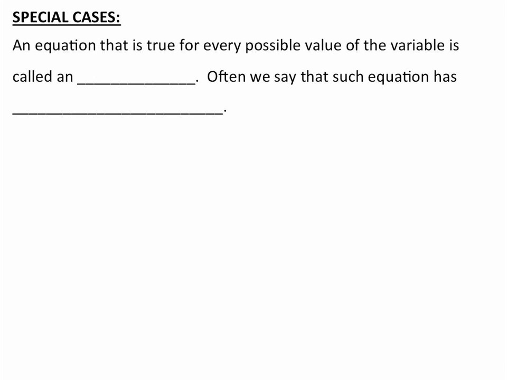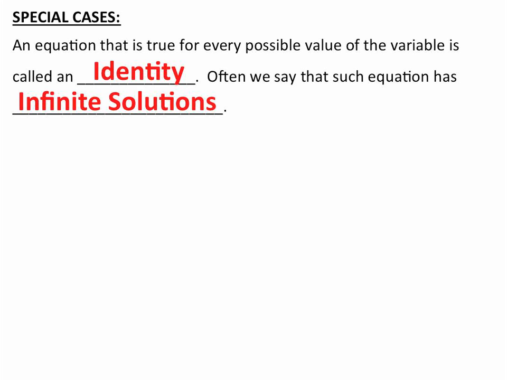Great. There's two special cases. An equation that is true for every possible value of the variable is called an identity. Or we often say that that equation has infinite solutions. For example, if you had x plus 1 equals x plus 1, it doesn't matter what number you put in for x. The left side and the right side will always be the same. So another identity would be 1 is equal to 1 or 0 is equal to 0.